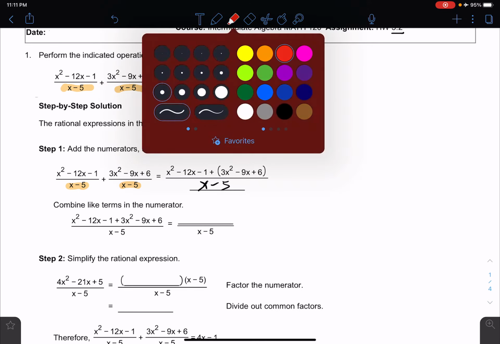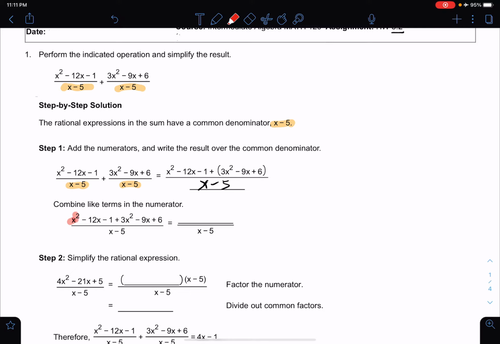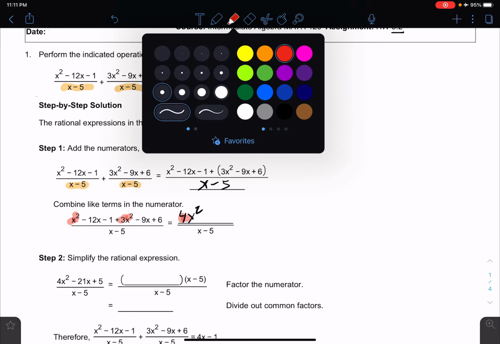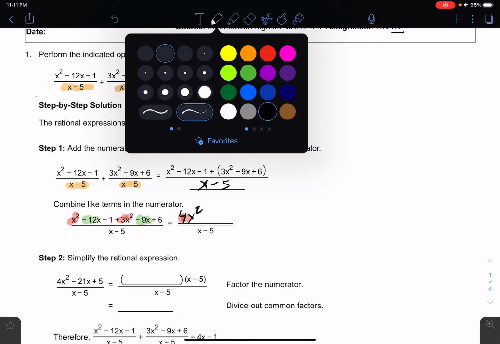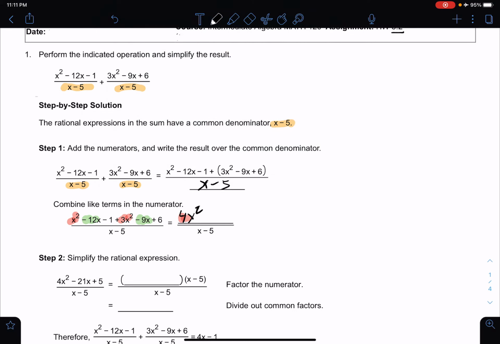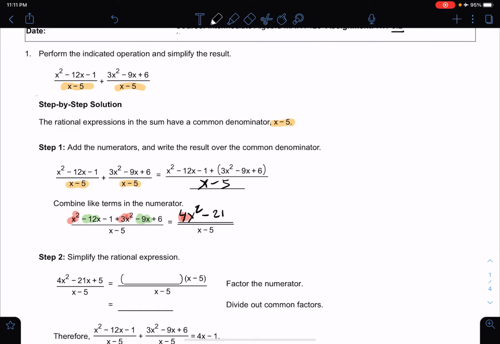So when you take a look at that, we've got what? x squared, 1x squared, and 3x squared, which makes 4x squared. And then we have negative 12x and negative 9x, which is going to make negative 21x. And then we've got a negative 1 and a positive 6, which is positive 5. So you just add the numerator.